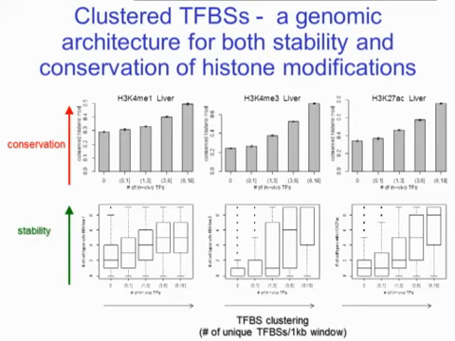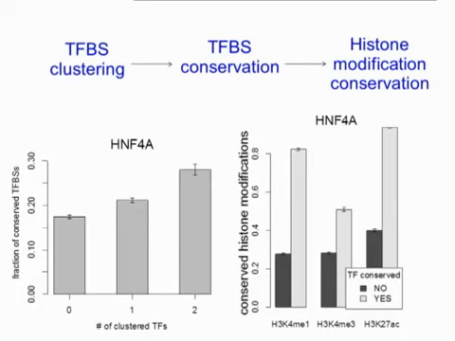There is also a study among individuals and cell types, and you can see that stability also increases with the number of clustered transcription factor binding sites. So in our view, transcription factor clustering increases TFBS conservation and then increases histone modification conservation. Here is a transcription factor, and whether it's clustered with other transcription factors, 0, 1, 2, and you can see that the conservation increases.